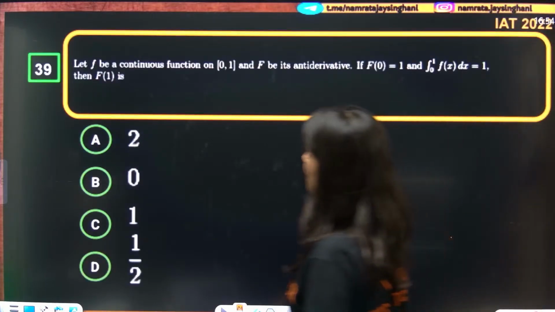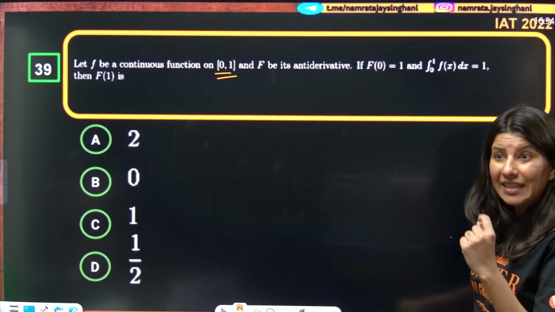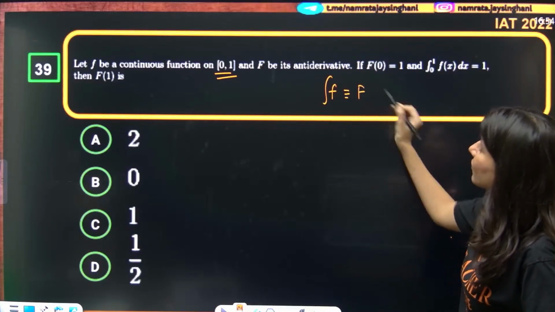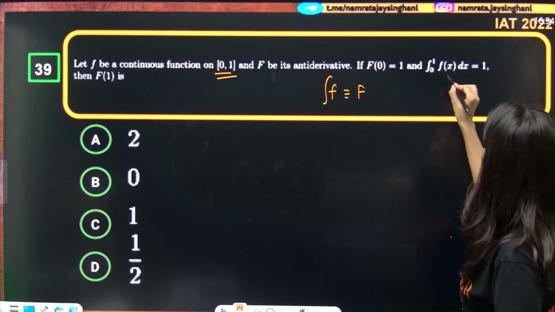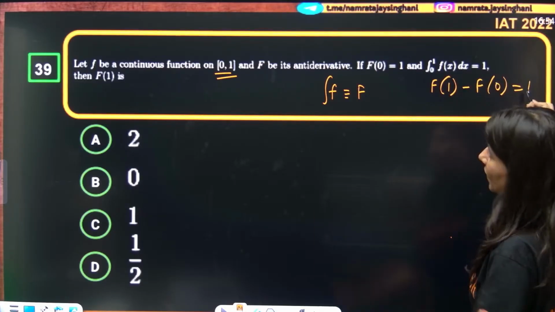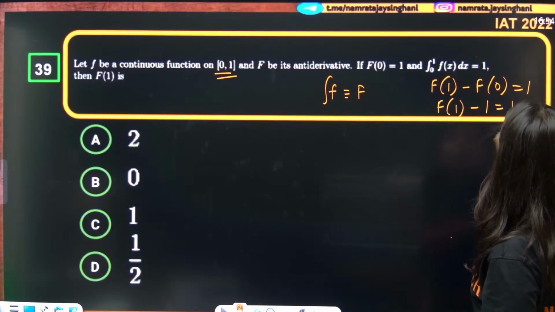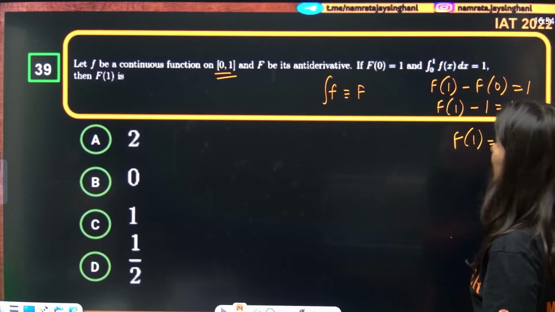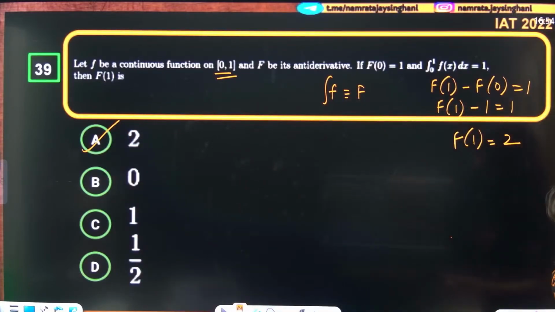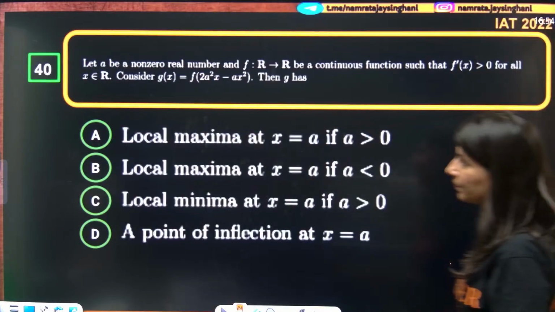Now the next question. Yes, this is a very good question. F is a continuous function in 0 to 1, and capital F is its antiderivative. That means you need to integrate: integration of small f is nothing but capital F. So yes, let's integrate now. F of 1 minus F of 0 is equal to 1. As per the question, F of 0 is 1. So F of 1 minus 1 is equal to 1. So F of 1 is what? 2. Easy question. Option A. See, IAT gives you easy questions as well. When life gives you lemons, mark the answer, solve the question.